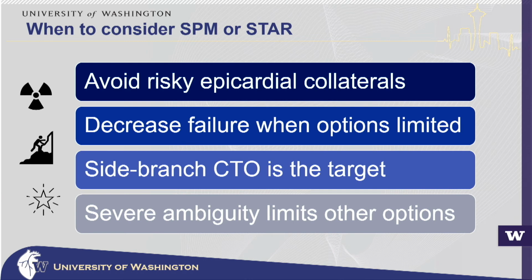And also to just help us decrease the risk associated with some of those when they really are not favorable for intervention retrograde. It also helps us to decrease our failure when the options are very limited in some of these patients with highly ambiguous vessels. And that's limiting other options and poor retrograde options in particular. And in particular, if a side branch CTO is the target vessel.